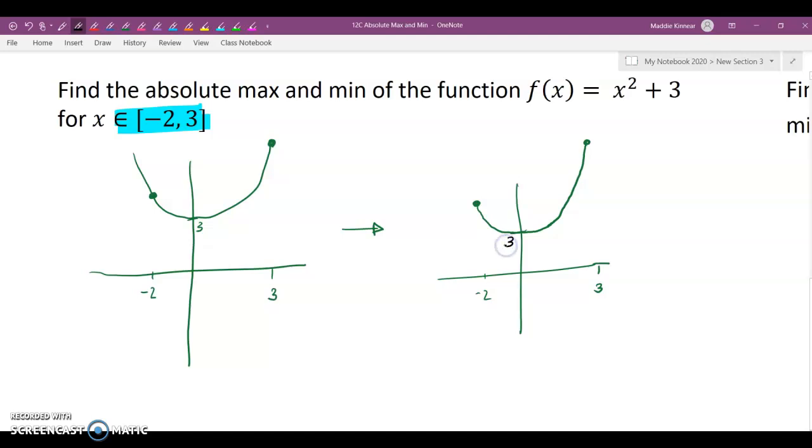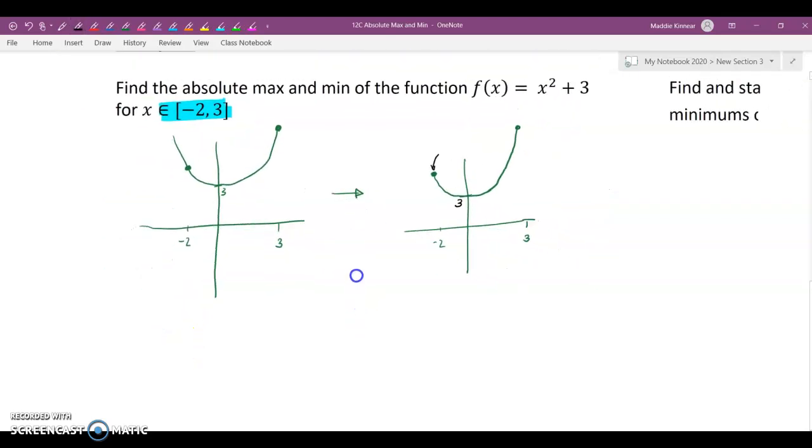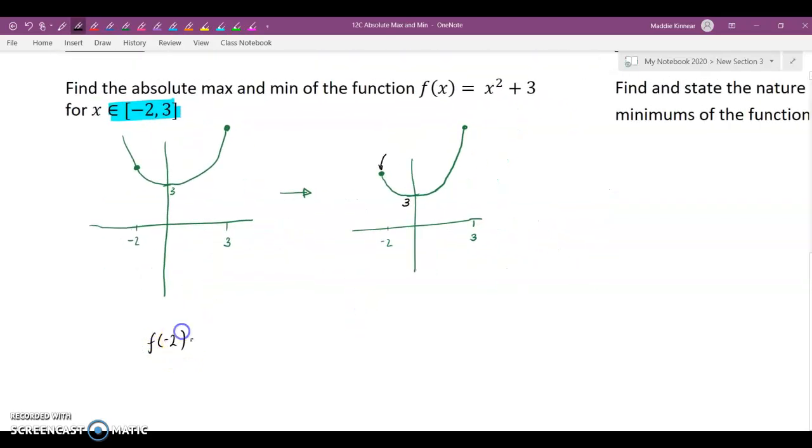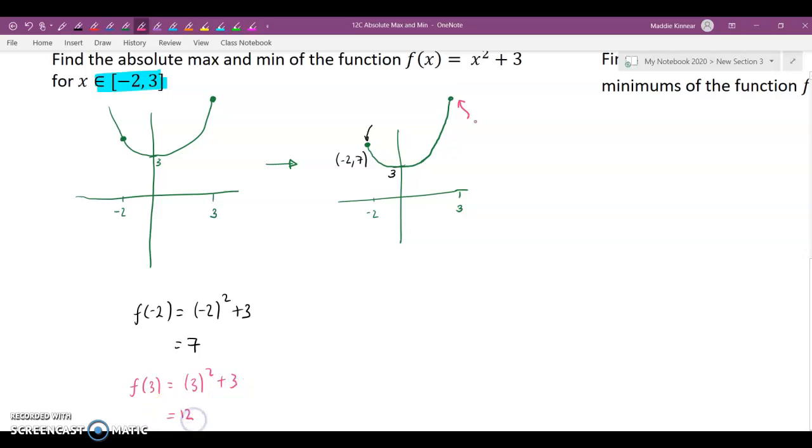So our y value at the intercept will be 3. To find the y value for the first point, we need to sub -2 into the function. So f of -2 is going to be equal to -2 squared plus 3. So it's going to make 7. So the coordinate point here is -2, 7. And the coordinate point of the second one, this one up here, is going to be f of 3. So we'll get 3 squared plus 3, which makes 12. So this one's going to be 3, 12.